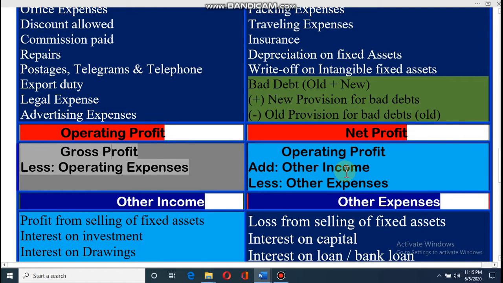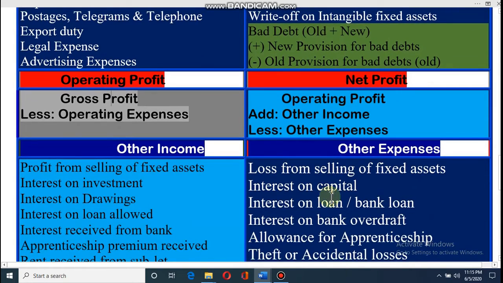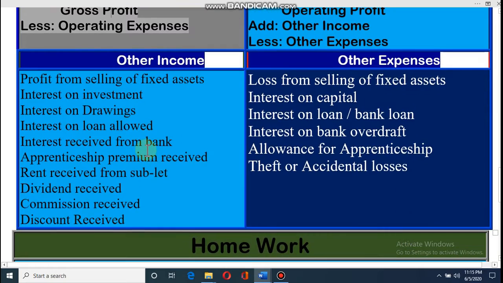Dear student, again I am telling, the formula of net profit is operating profit, and we have to add other income with that operating profit, and we have to deduct the other expenses. Dear student, now what is other income? You know that the main income of an organization is the selling of their goods and commodities. Besides that there is some other income.